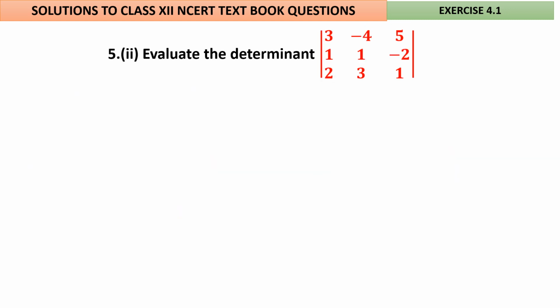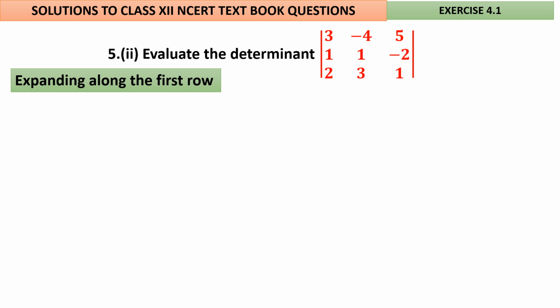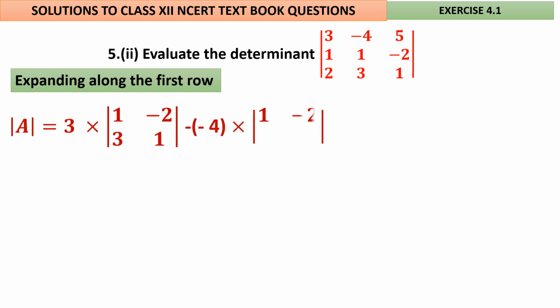Once again, evaluation. We will expand with respect to the first row. Very simple: 3 multiplied by a 2 cross 2 determinant, minus of minus 4 multiplied by a 2 cross 2 determinant, plus 1 multiplied by a 2 cross 2 determinant. Remember, minus of minus 4, because the second element in the first row has position first row, second column, A12, and 1 plus 2 is 3, so it is negative. The signs should be positive, negative, positive. Be careful while you are doing it. If you do more problems, this sign problem won't come automatically.